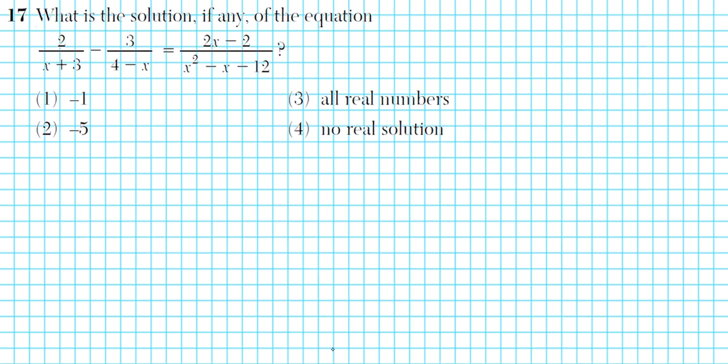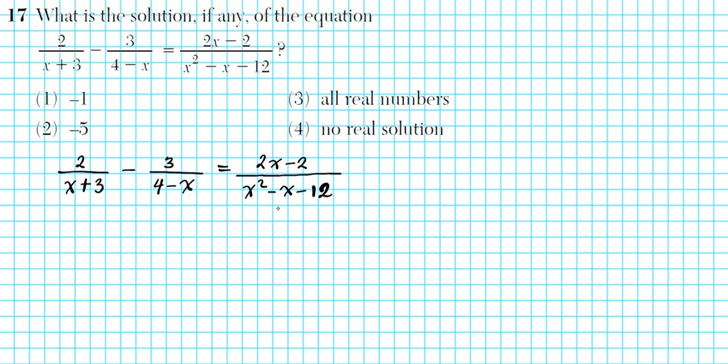All right, let's take a look at question 17. It says, what is the solution, if any, of the equation? Okay, so we have a rational equation here. So let's go ahead and get started. We have 2 over x plus 3 minus 3 over 4 minus x equals 2x minus 2 divided by x squared minus x minus 12.